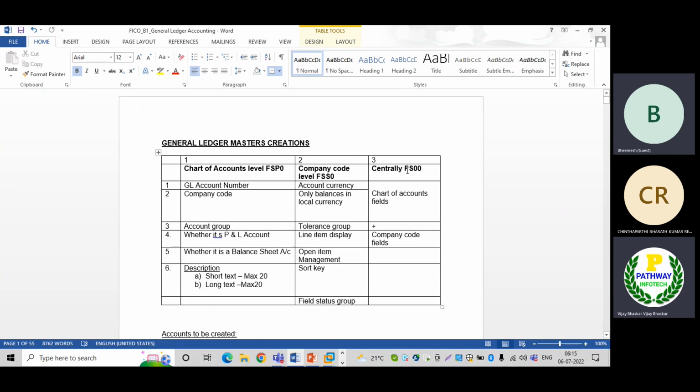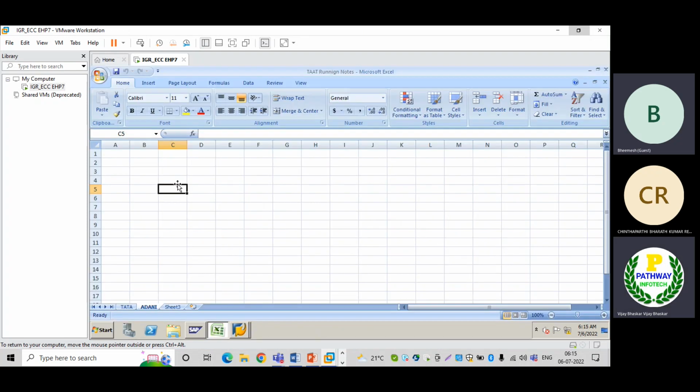Yesterday I explained this during the session. I am going to explain in tomorrow's session why we require three transaction codes to create the GL account, and why SAP has given them. Now let me take a small example.